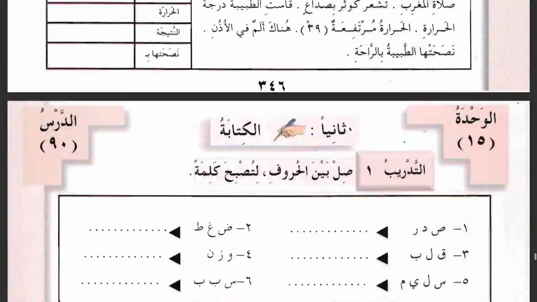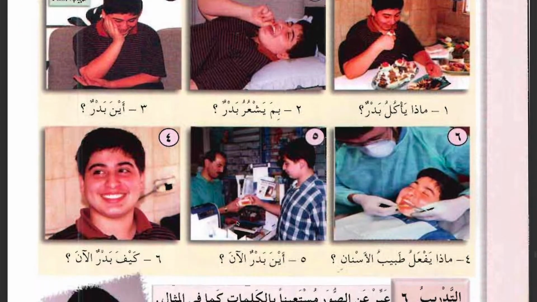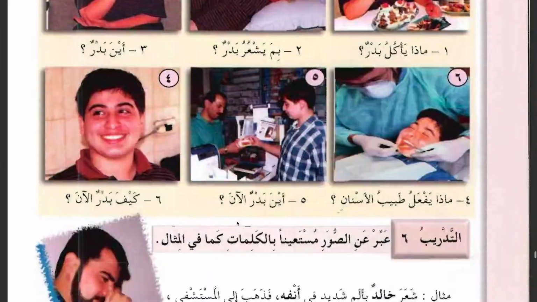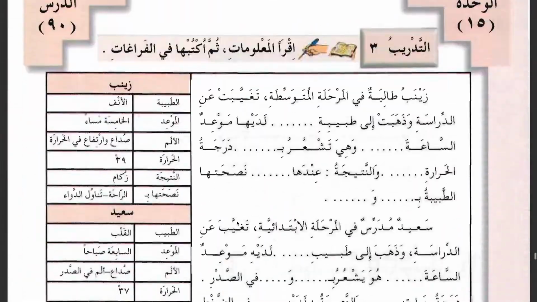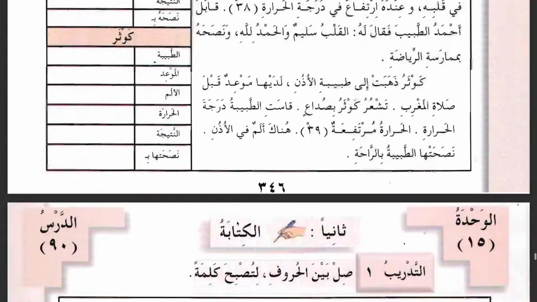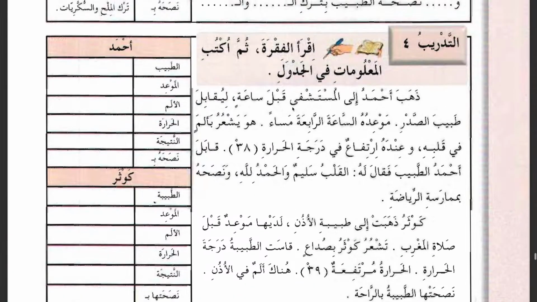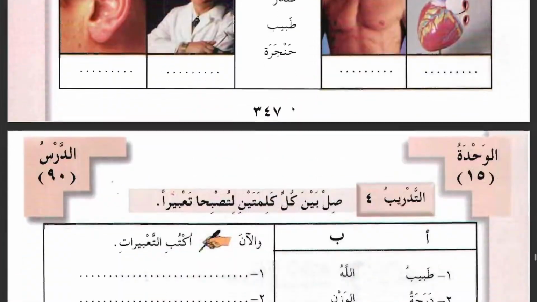So you have 3 faqarat to do for homework. You wrote down the first one was what page? 322. So right, 322, 335, and sorry, 345, and 346. So all of those are going to be homework.